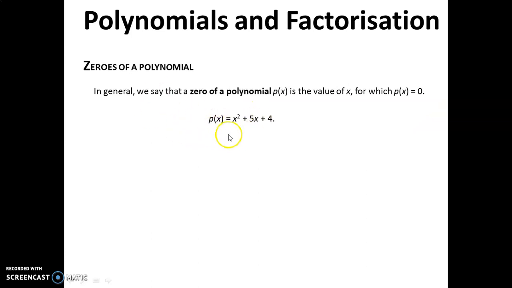Here the example is p of x is equal to x square plus 5x plus 4. For example, I am substituting x with 1, minus 1, and so on. First I am considering the x value as 1, so I am finding the value of p of 1. Substituting 1 in place of x, p of 1 will be 1 square plus 5 into 1 plus 4. By solving this, we get p of 1 as 10.